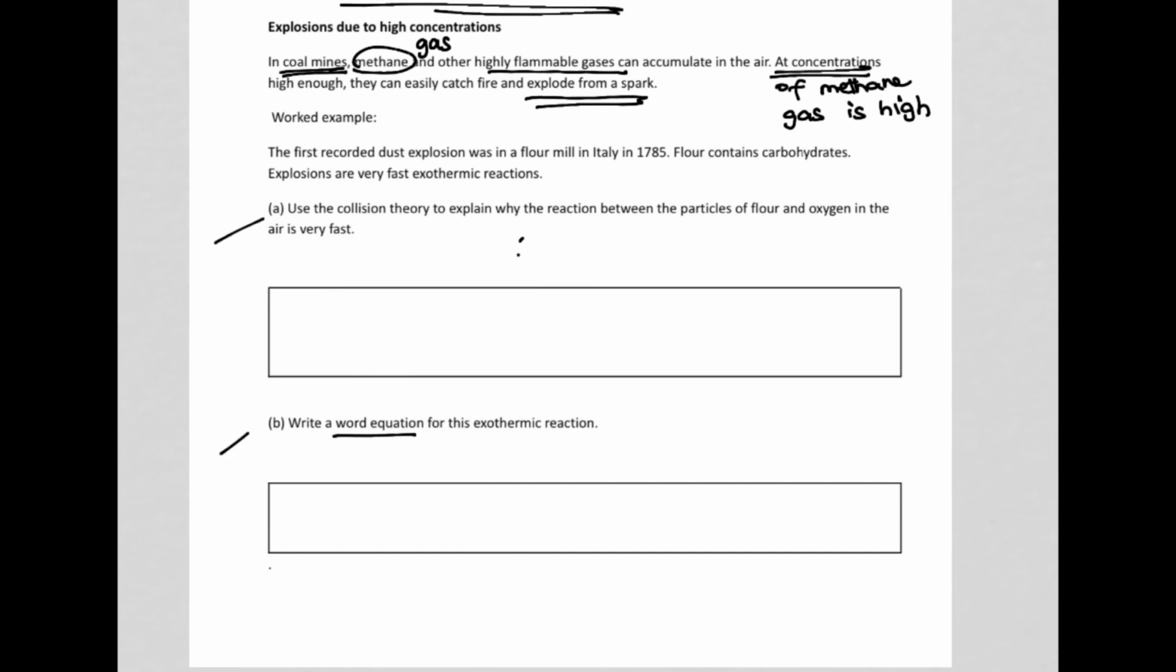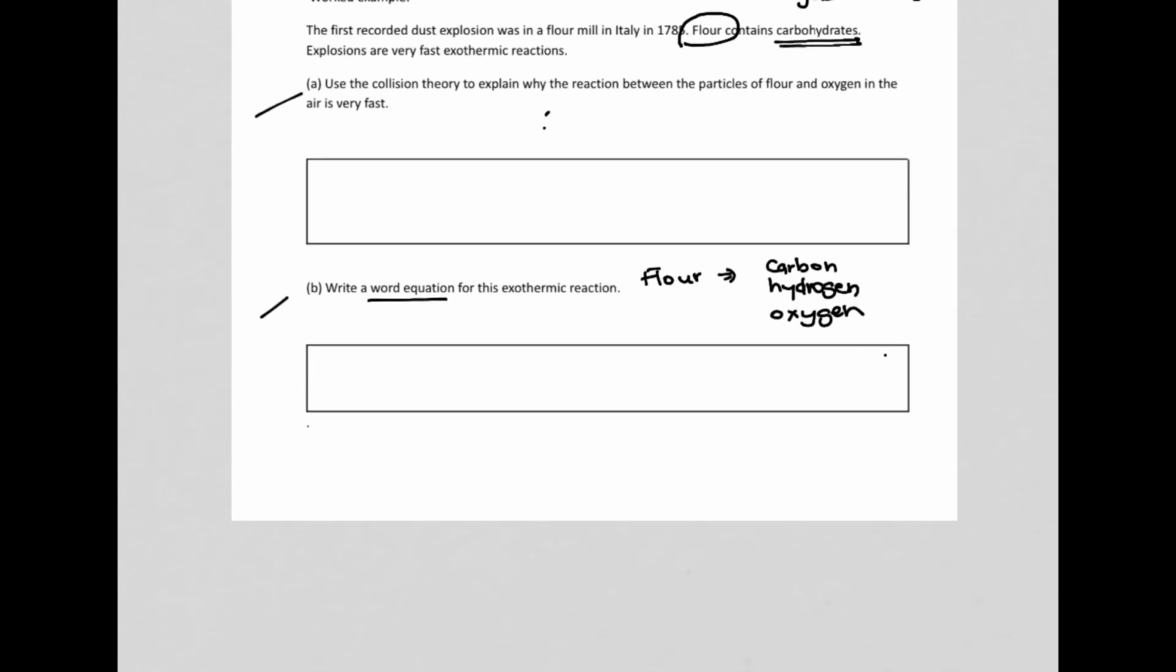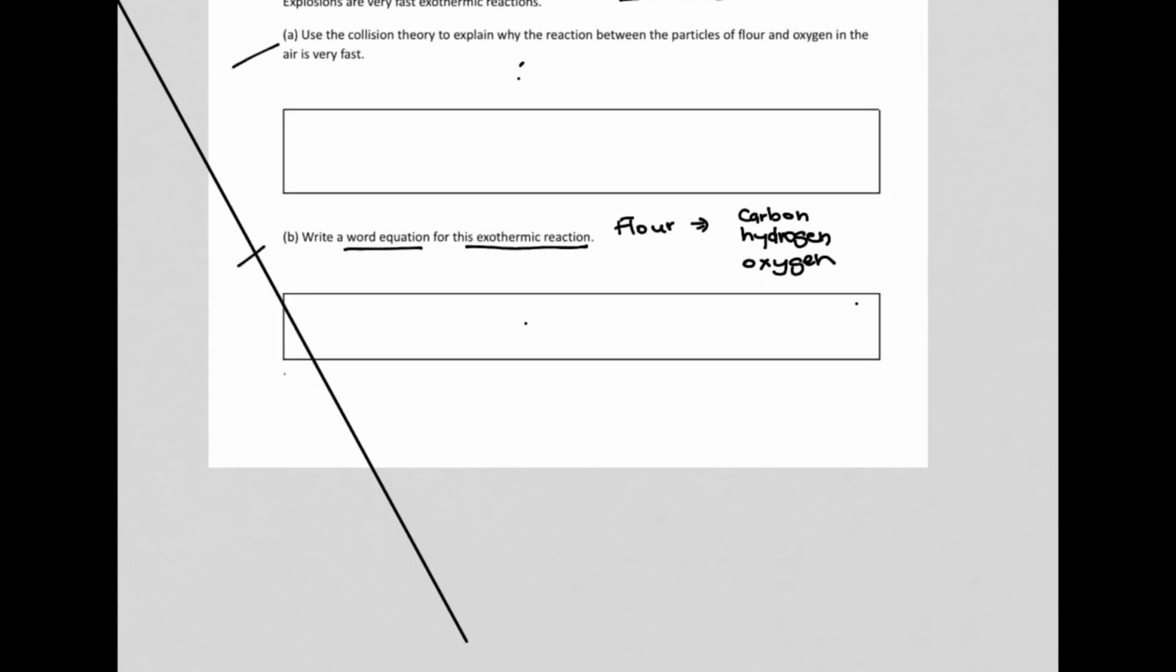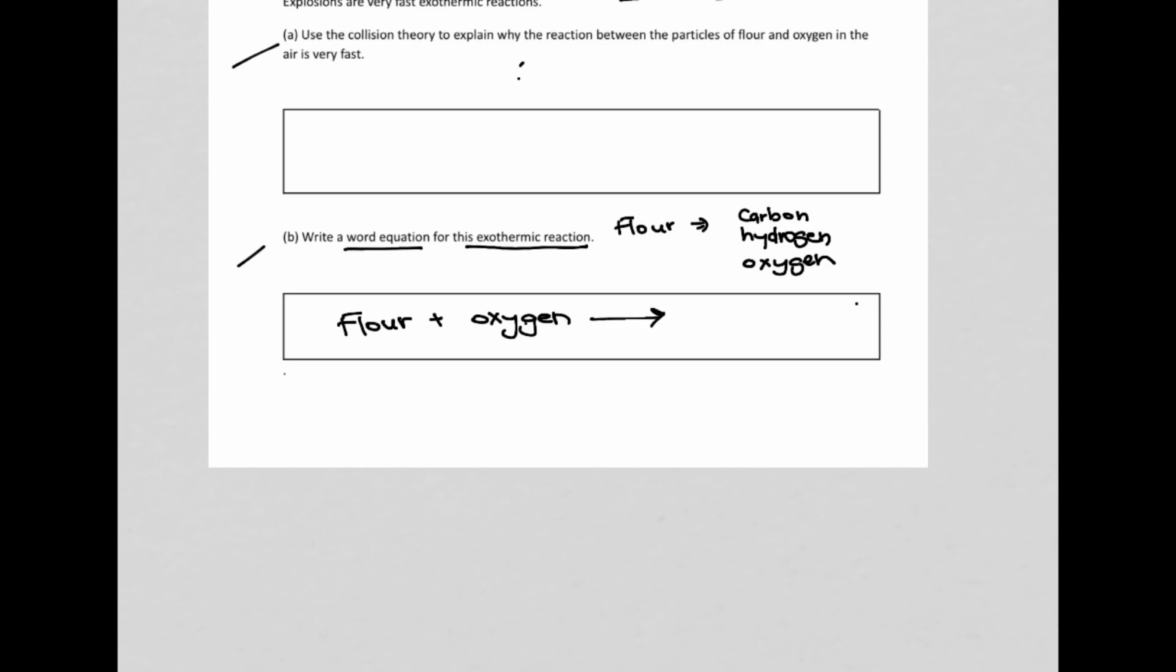For the word equation, it mentions here that flour contains carbohydrates. So flour will contain carbon, hydrogen, and oxygen. These are the three elements present in flour. So exothermic reaction is the burning of flour here. So burning of flour means it's the reaction between flour and oxygen. So try to think what will be the products that you will get.